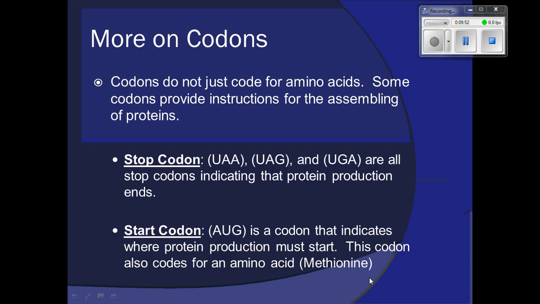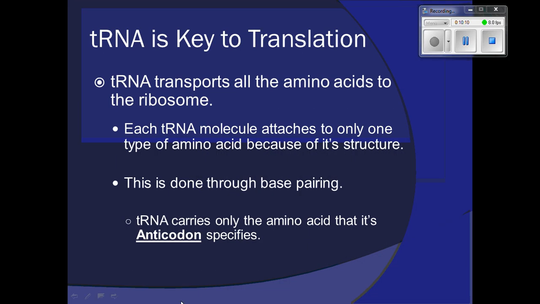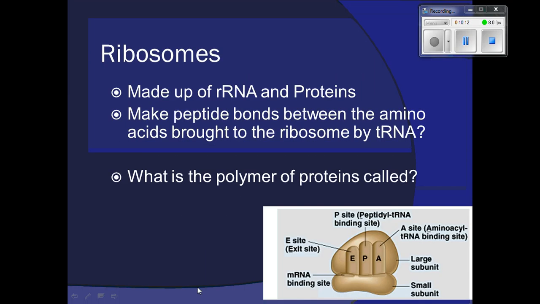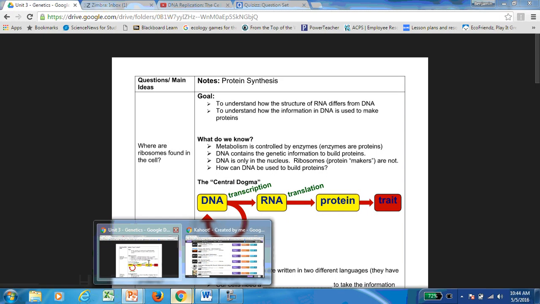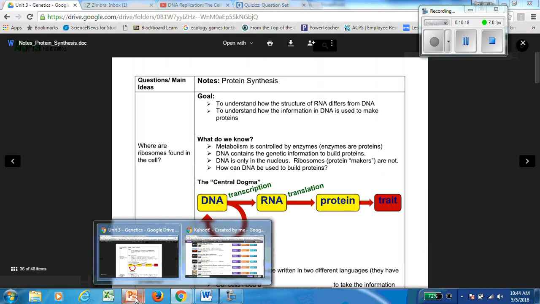Okay, so again, more on the codons. The codons are not just a code for amino acids. They provide instructions for assembling the proteins, like the stop codon tells us when to stop on that line. The start codon tells us when to start. This codon codes for specific amino acids. So let's take a look at how this all kind of builds together, and then we'll kind of go back.